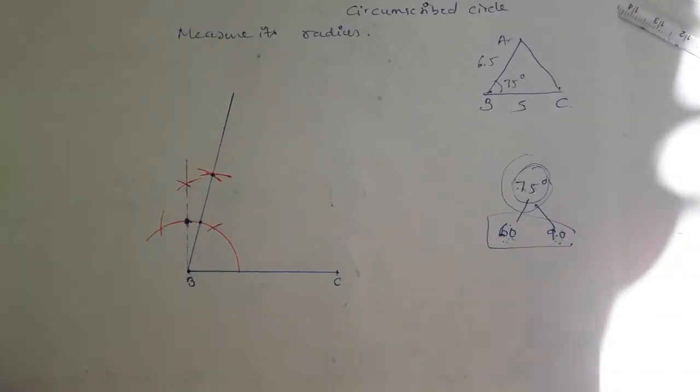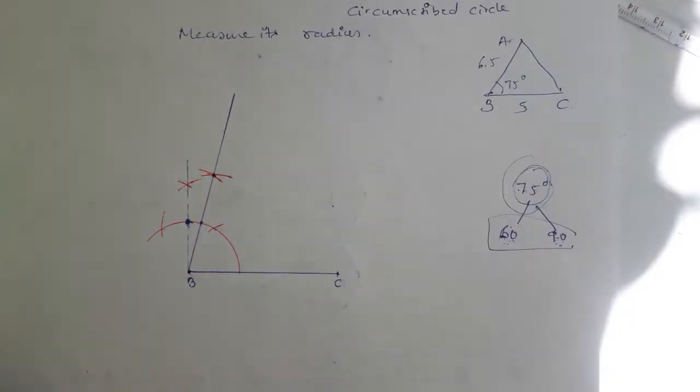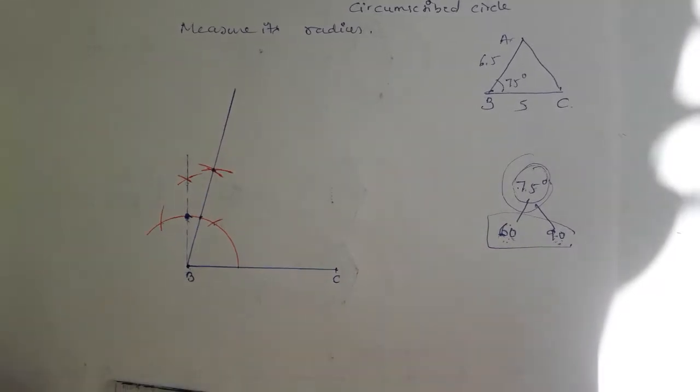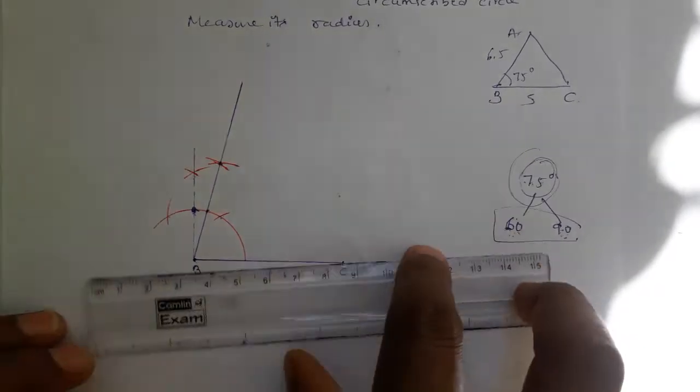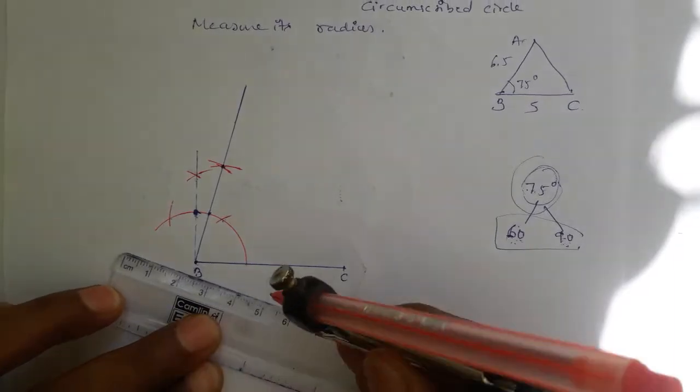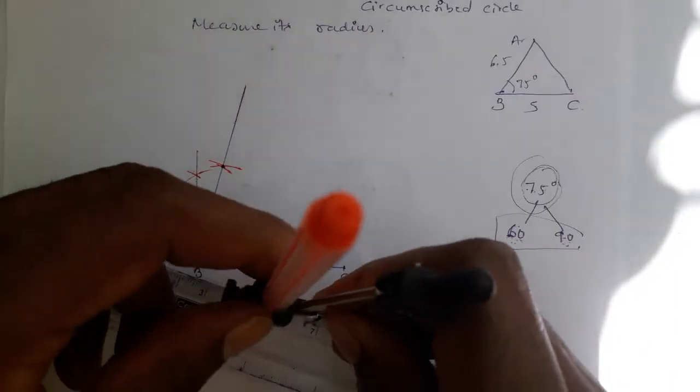The next step is AB 6.5, we have to mark. AB 6.5. So take the compass again. Take 6.5 in the compass using the ruler.